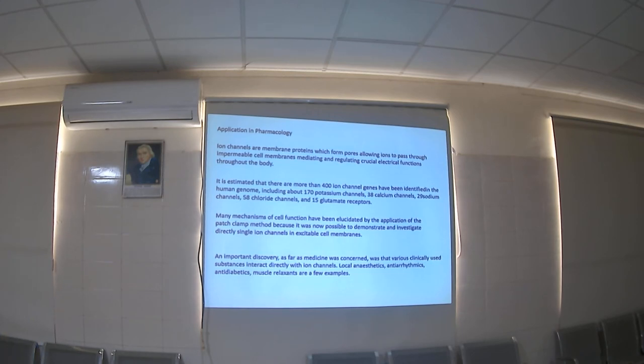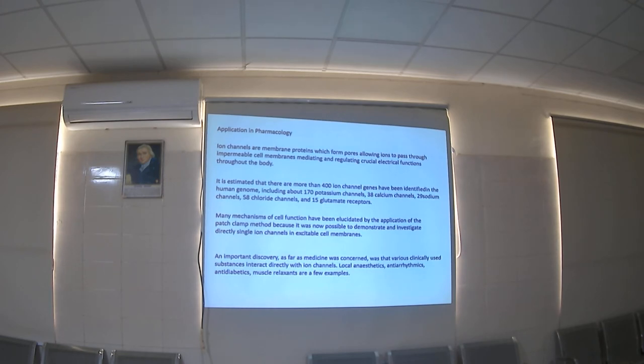In the neuron, I have given one example where the sodium and potassium channels are very evident. Okay. So it could be anything. There are 170 different types of potassium channels, calcium channels, sodium channels, chloride channels and glutamate receptors. Now, glutamate receptor, you know, comes under neurotransmitters. So there are different types of ion channels and they regulate crucial electrical functions throughout the body. Okay. Many mechanisms of cell function have been elucidated by the application of the patch clamp method, because it was not possible to investigate a single ion channel directly in an excitable cell membrane.